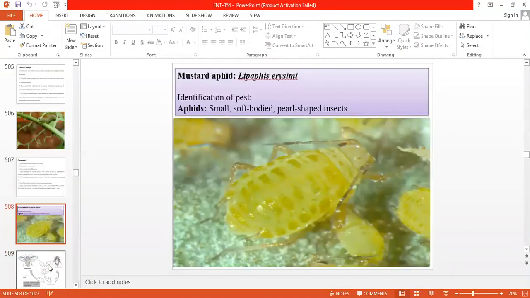The next major pest of mustard is the mustard aphid. Mustard aphid, scientific name Lipaphis erysimi, order Hemiptera, family Aphididae. Identification: the adult is small, soft bodied, pear shaped, having transparent wings. The nymphal stage is yellowish in color, pear in shape, and has cornicles both in the adult as well as in the nymphal stage.